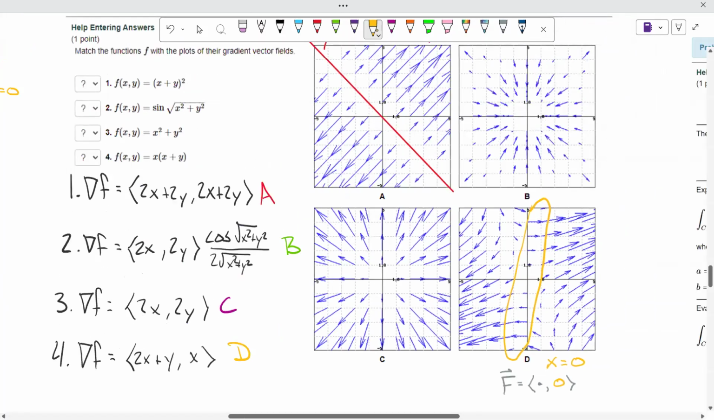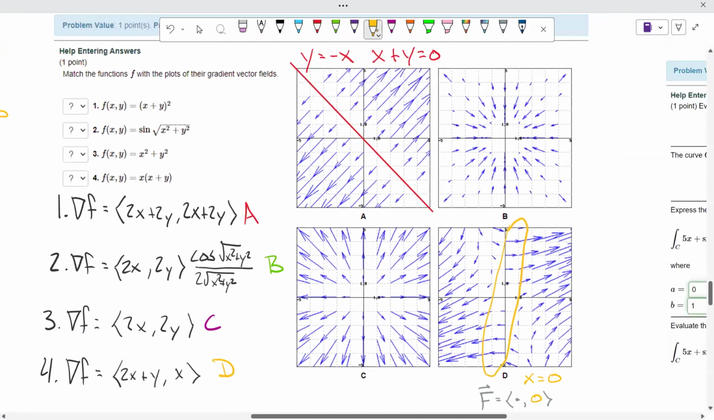Cool. And then for the others, option 3, field 3, 2x, 2y, all of those vectors should just be pointing outward from the origin because I just have the field. It's effectively xy. And that's what C looks like. All of those vectors are pointing away from the origin. So 3 is a pretty good bet for that one.